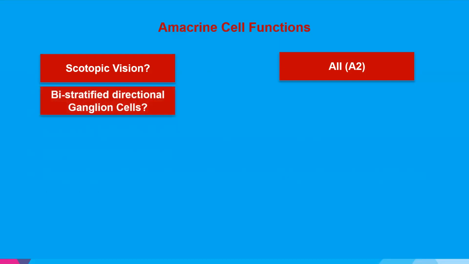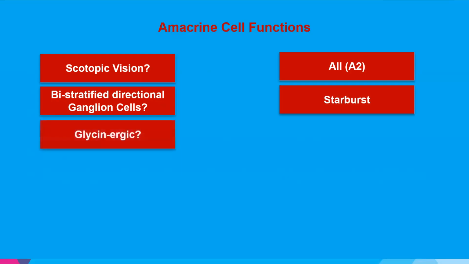Which one deals with those bistratified directional ganglion cells where it does centripetal and centrifugal motion? Do you remember that one? It's the starburst one, exactly. And that's the one that's GABAergic. A2 is glycinergic. And which one is glycinergic? I just told you. A2, that's the only one that I told you that was glycinergic. Importantly, I mention it because that's one of the most important ones. If you're going to remember one amacrine cell, remember that one because it's actually participatory in the visual pathway.